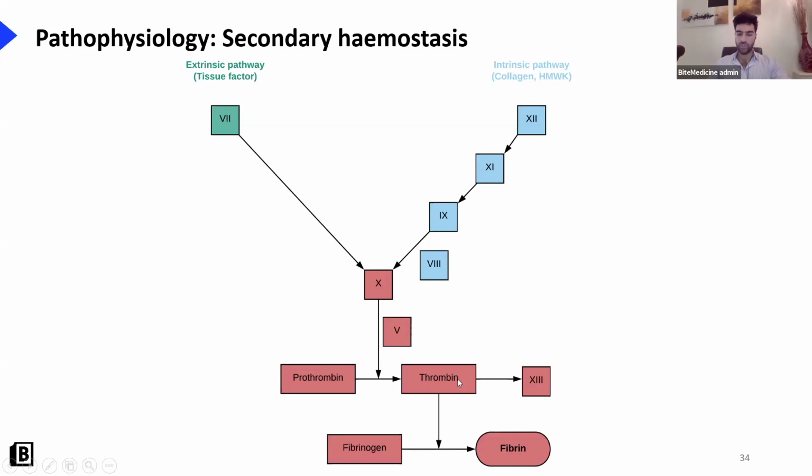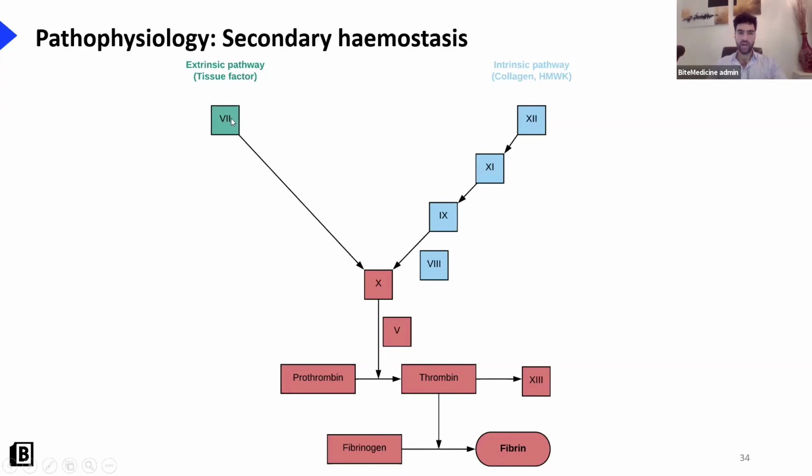Thrombin also activates this thing called factor 13. What factor 13 does is it cross-links fibrin. So you have your fibrin, and factor 13 comes along and cross-links all of those fibrin molecules to form a really nice tight mesh.